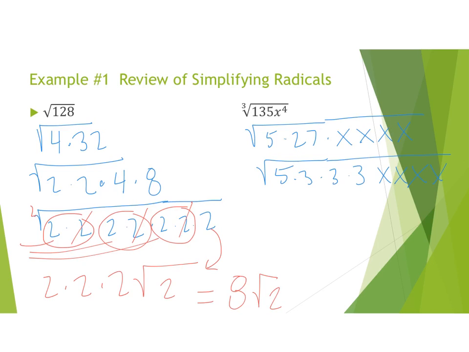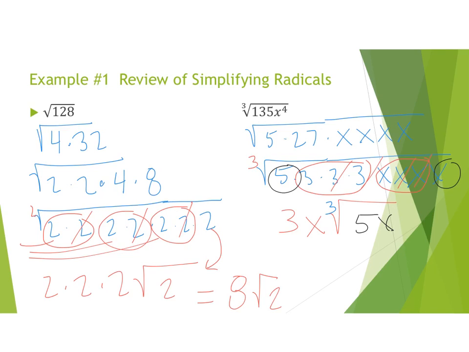Now, because we've been dealing with a cube root, we need groups of 3. We have a group of 3 here and a group of 3 here. So 1, 3, and 1 x goes outside of the radical. Inside the radical, we still had this 5 and this 1 x. And don't forget to add the root, which is a cube root.